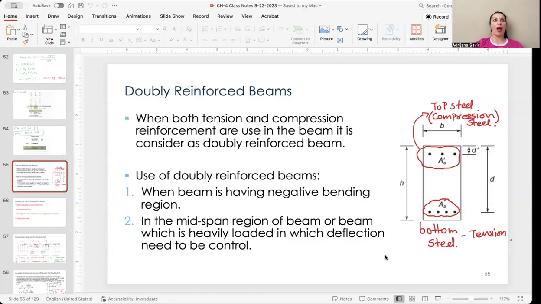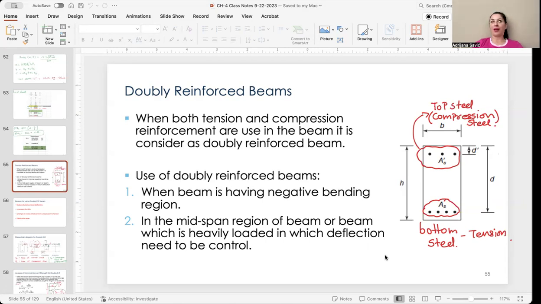Hi guys, I will cover today doubly reinforced beams, and this type of cross section has both tension and compression reinforcement. Both of them are used in the beam, and that's the reason why we consider this type of cross section as a doubly reinforced beam.